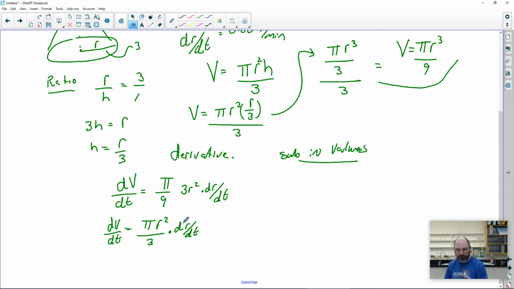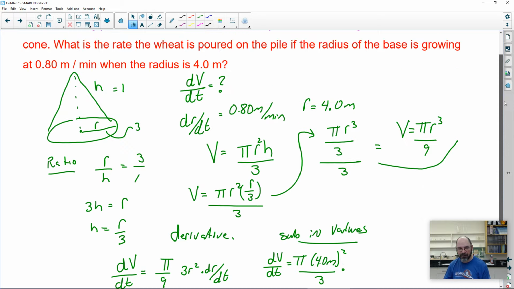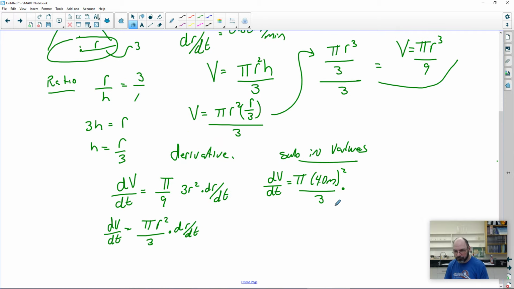Okay, so we're subbing in our values. So dV/dt, okay, we don't know what that is. That's what we're trying to find. That's going to be equal to pi. r is 4.0 meters, squared, divided by 3 still, times our dr/dt, which was our rate for that. I forgot what that was. I'm going to look it up. 0.8, I think. 0.8 meters per minute. So we're going to get meters cubed per minute.